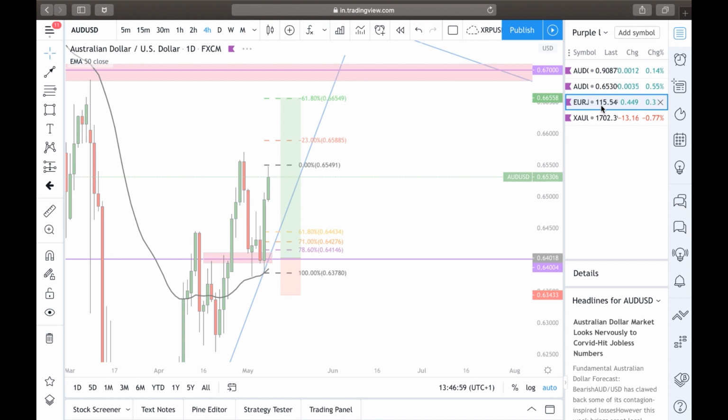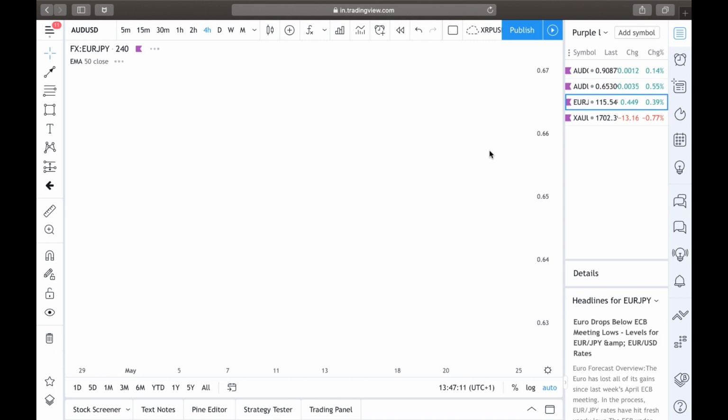If this loads, come on. I don't know why it's taking so long to load.